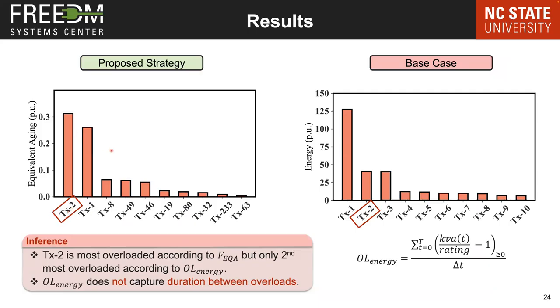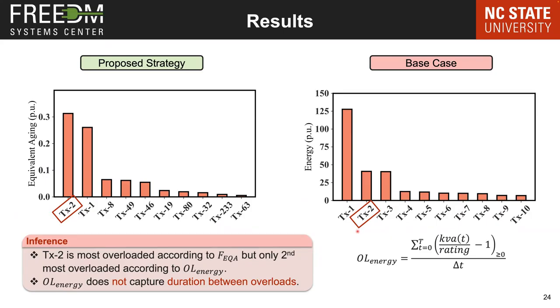Now, to compare this with a base strategy, what we do is, if we have just the load profiles, we can still understand how high the loading on the transformer is above rating and add them together to get a value called overload energy. Now you can rank the transformers based on this overload energy as well. Now you can see transformer 2, which is most overloaded in our proposed strategy, is only ranked number 2 in our base strategy.